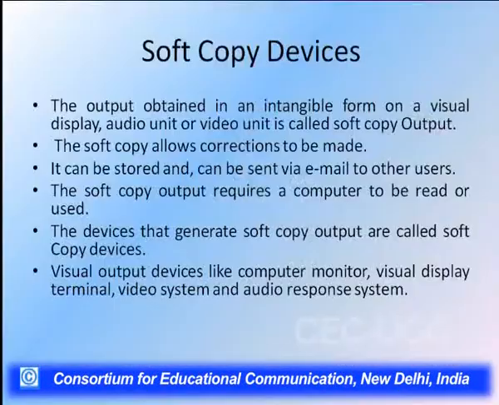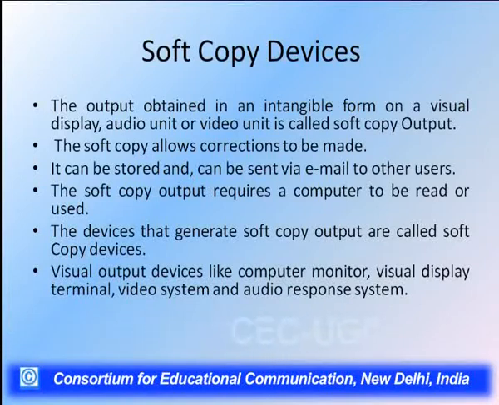So the next category of devices will be the soft copy devices. Soft copy devices are basically those where the output is obtained in an intangible form on a visual display, audio unit or video unit, which is called soft copy output. The soft copy allows corrections to be made. It can be stored and can be sent via email to other users. Soft copy output requires a computer to be read or used. The devices that generate soft copy output are called soft copy devices.